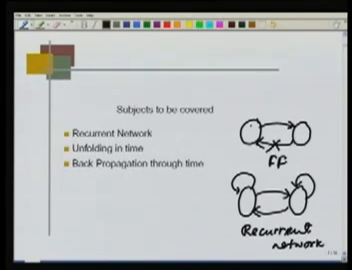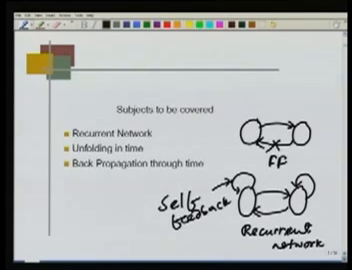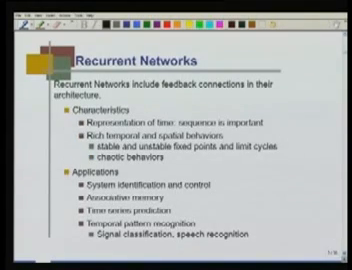When we have two neurons in any feed-forward network, multi-layered network, or radial basis function network, if I connect in a forward direction, the backward connection is not allowed, whereas in a recurrent network not only the forward and feedback connections are allowed, but also self feedback. So, this kind of structure is a recurrent network. The recurrent network includes feedback connections in its architecture.